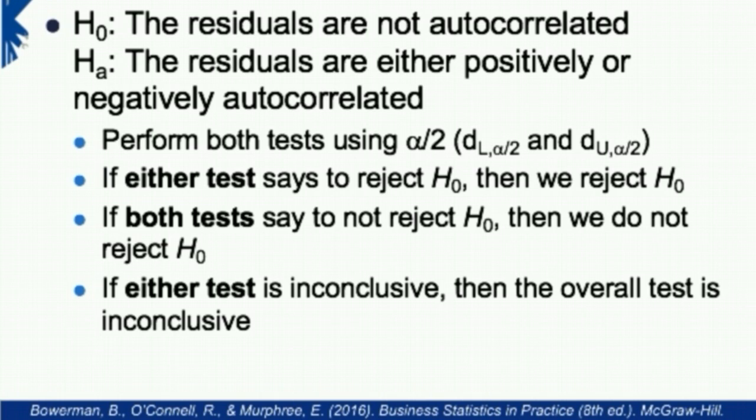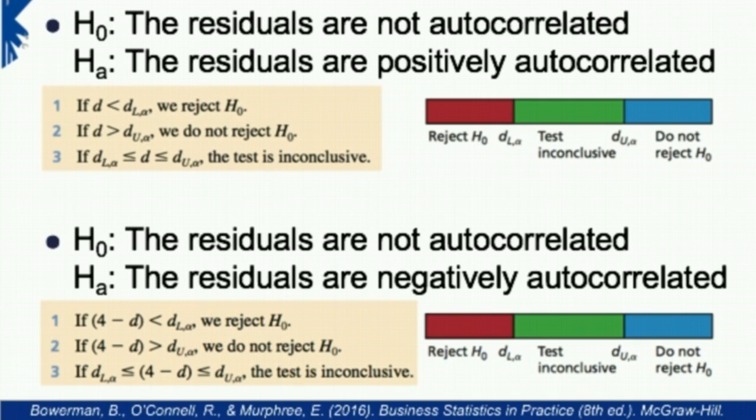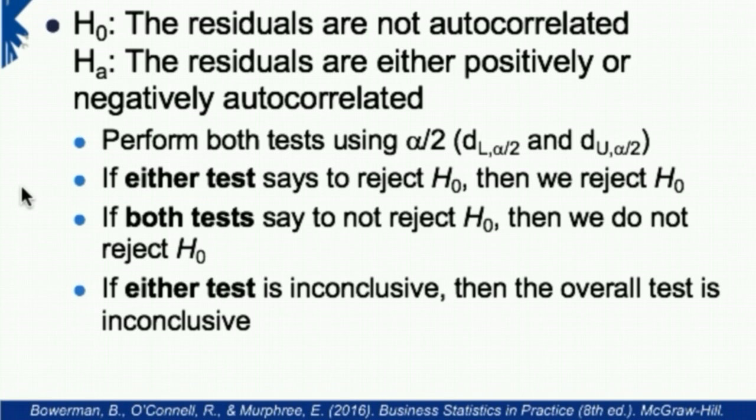The third test is a combination of the two. So we can perform a test for positive and negative autocorrelation at the same time by looking at D and 4 minus D. In fact, we have to perform both tests in order to perform this specific test. Here, we perform both tests for positive and negative autocorrelation, and then the interpretation will depend on the results of those two tests. First, if either test says to reject the null hypothesis, then that should be the correct interpretation.